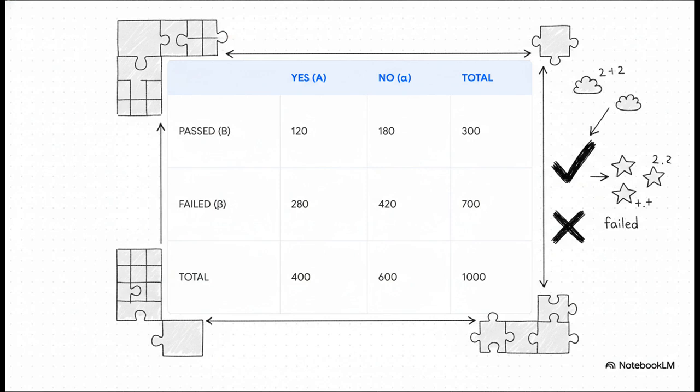We can fill this in step by step. Let's look at the smokers column, attribute A. The total is 400. We already know 120 of those smokers passed. So to find the smokers who failed, we just take the total, 400, and subtract the 120 who passed. That leaves 280. Simple. Now look at the passed row, attribute B. The total there is 300. We know 120 of those were smokers. So the number of non-smokers who passed has to be the total 300, minus those 120 smokers, which gives us 180. We just keep going like this, using the totals to fill in every box until the whole puzzle is solved.